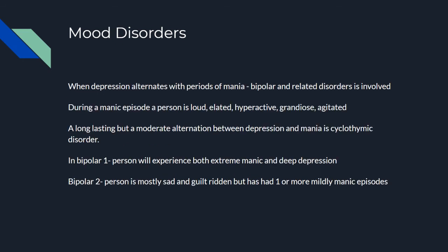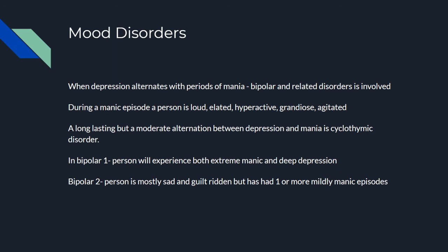When depression alternates with periods of mania, one of the bipolar and related disorders is involved. During a manic episode, a person is loud, elated, hyperactive, grandiose, and agitated. A long-lasting but moderate alternation between depression and mania is called cyclothymic disorder. In bipolar 1 disorder, people experience both extreme mania and deep depression. In bipolar 2 disorder, the person is mostly sad and guilt-ridden, but has one or more mildly manic episodes. The mania is not as severe as in bipolar 1 disorder.